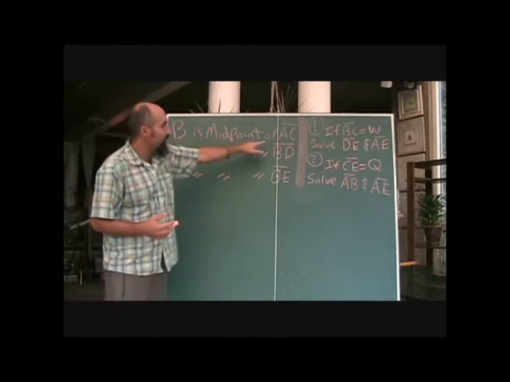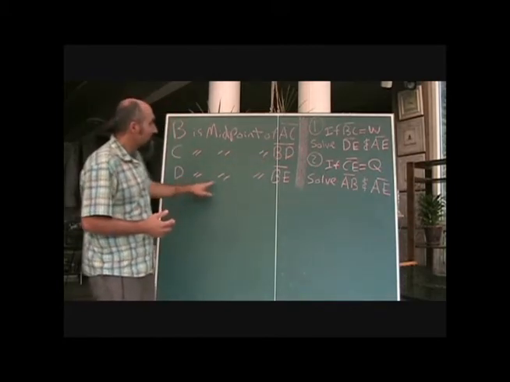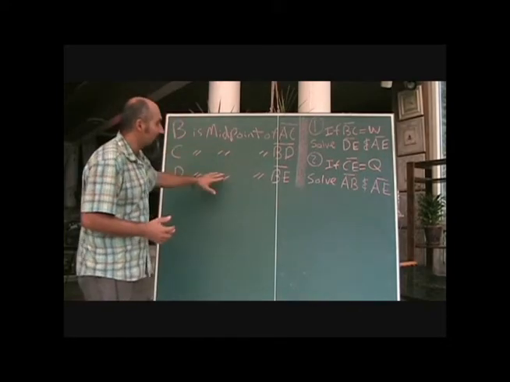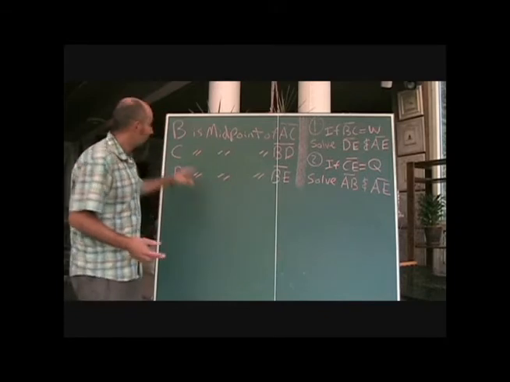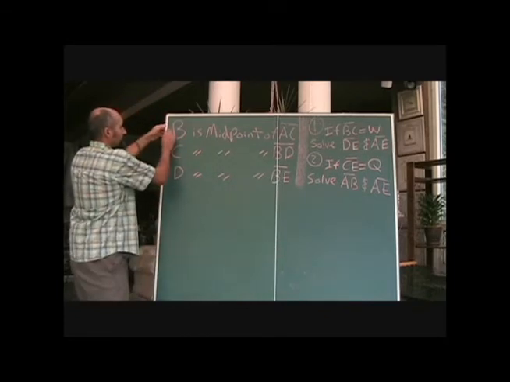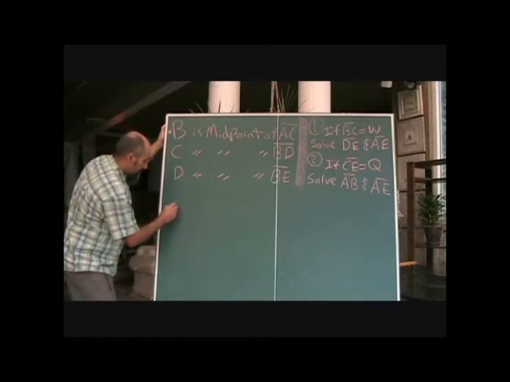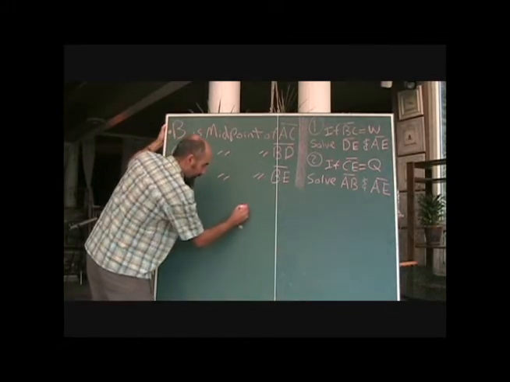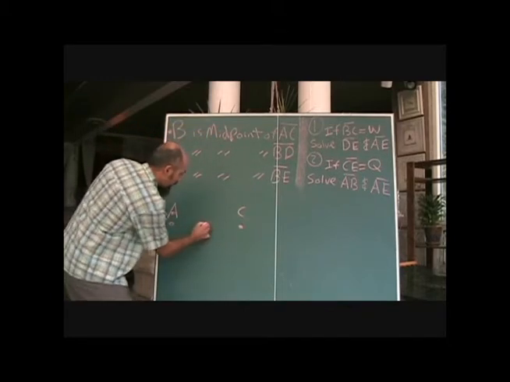So B is the midpoint of AC, C is the midpoint of BD, D is the midpoint of BE. Now, if you try to solve this in one shot, you're going to have a seriously hard time because there are a lot of little variables there. So let's do this one step at a time, okay? B is the midpoint of AC. So let's draw AC. Here's point A and point C. And B is the midpoint of AC, so B is going to be right in the middle.